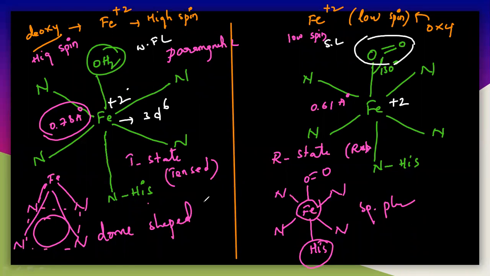Majorly the charge and the structure, the R state and T state. So high spin and low spin. Remember all these things, the points here.